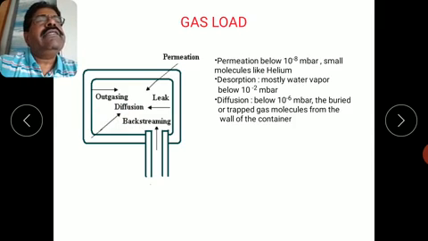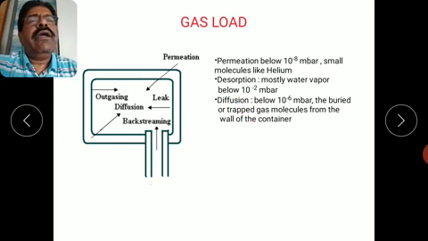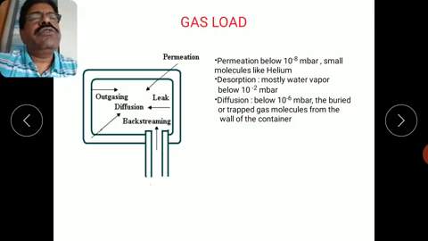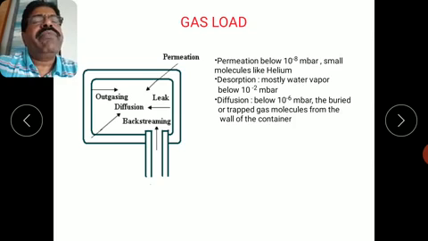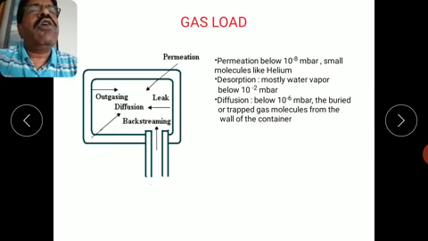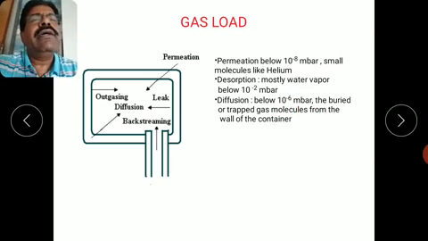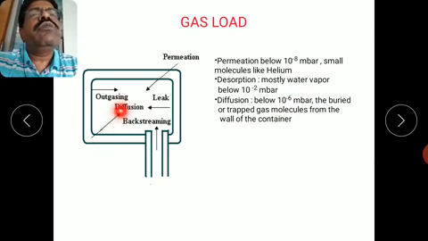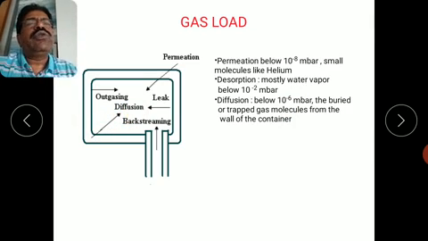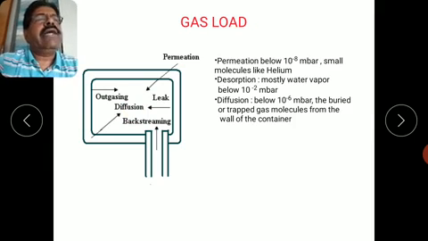Then the second thing is the phenomenon of diffusion. So what is diffusion? During the manufacturing process of this container or chamber of the vacuum system, some of the gas molecules may be buried deep into the wall of the container. So at a sufficiently low pressure of the order of 10 raised to -6 millibar, these gas molecules which are buried deep into the walls of the container will be released inside the chamber. That process you can call diffusion, and that will also contribute to the gas load.